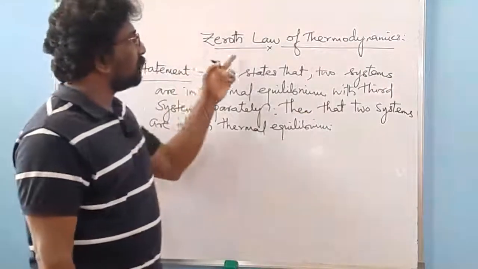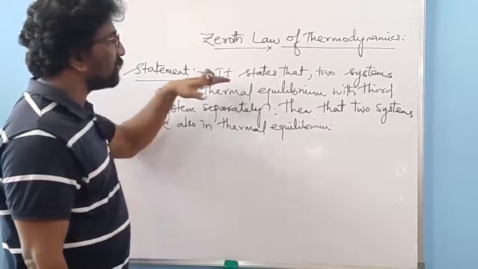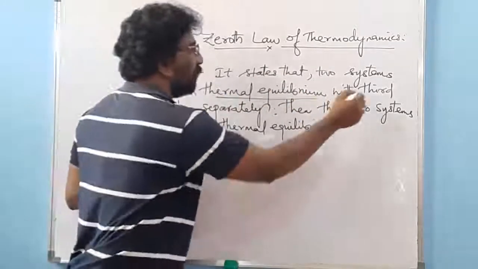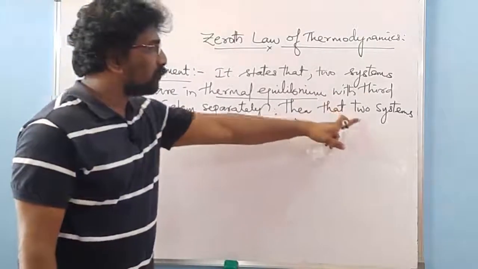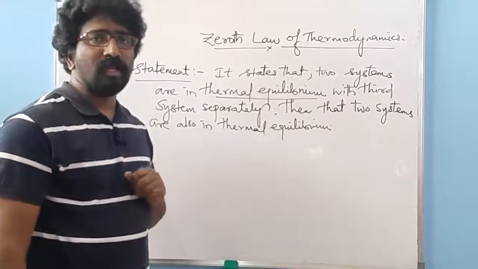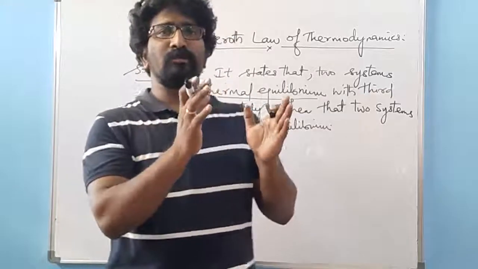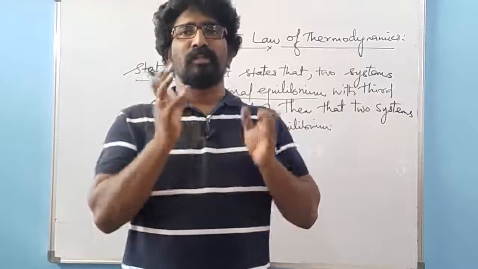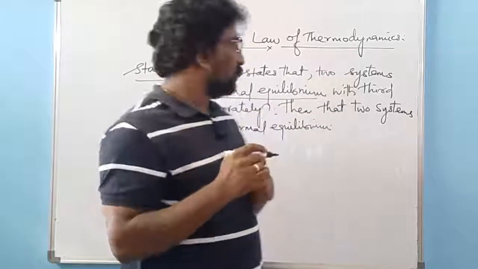The statement of thermodynamics zeroth law goes like this. It states that two systems are in thermal equilibrium with the third system separately, then that two systems are also in thermal equilibrium. So let me consider that the first two systems are A and B, system A and system B, and the third system is system C. I'll try to explain this concept of zeroth law with the help of a diagram now. So see now.